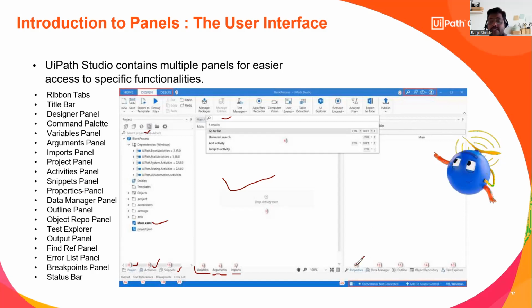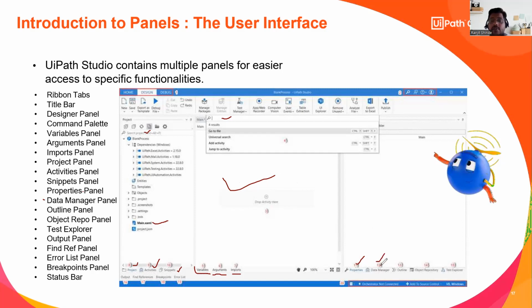Whenever we miss any property, Studio throws an exception, Studio throws an error. So we need to complete all the inputs from the properties panel. Okay, then the data manager panel. So the data manager panel is here.